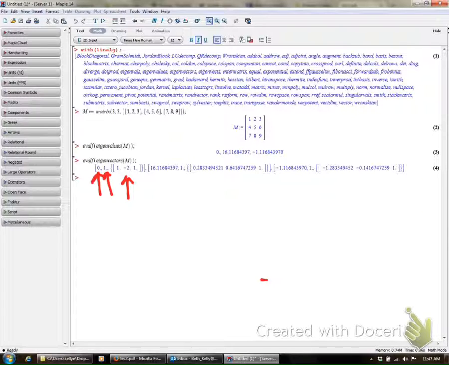Then our eigenvalue of 16.11684397 has multiplicity 1, and here are the 3 components of one eigenvector. And likewise for our third eigenvalue.